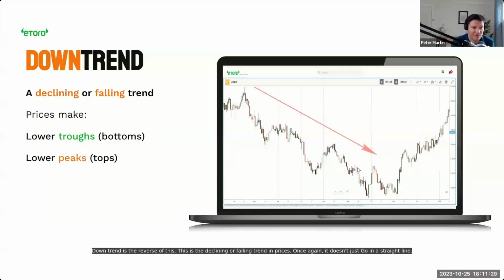A downtrend is the reverse of this. It's a declining or falling trend in prices. Once again, it doesn't just go in a straight line. Price waves up and down, but when it turns, the lower parts, the troughs, the bottoms, are increasingly lower in a downtrend, and the peaks, the tops, where price goes up and then turns back down, are increasingly lower as well.